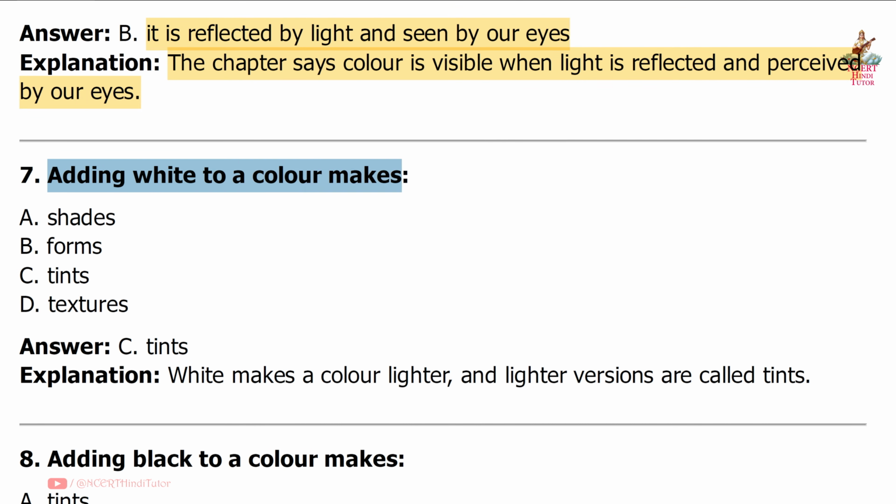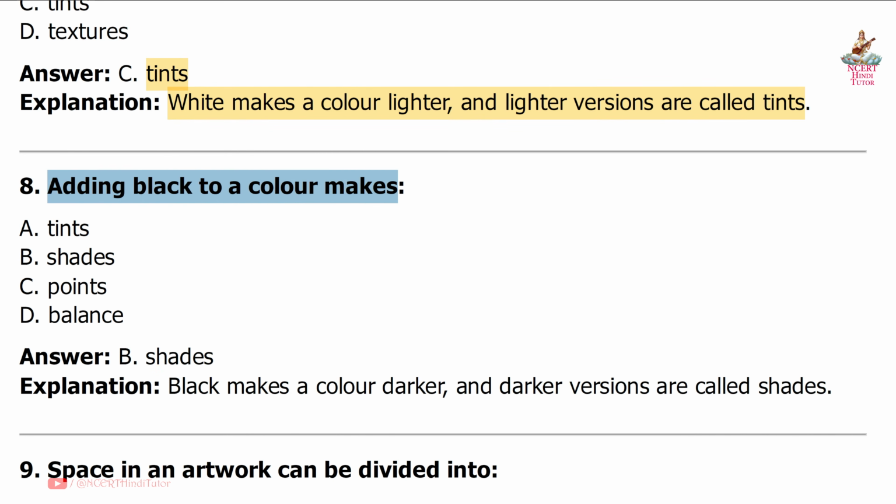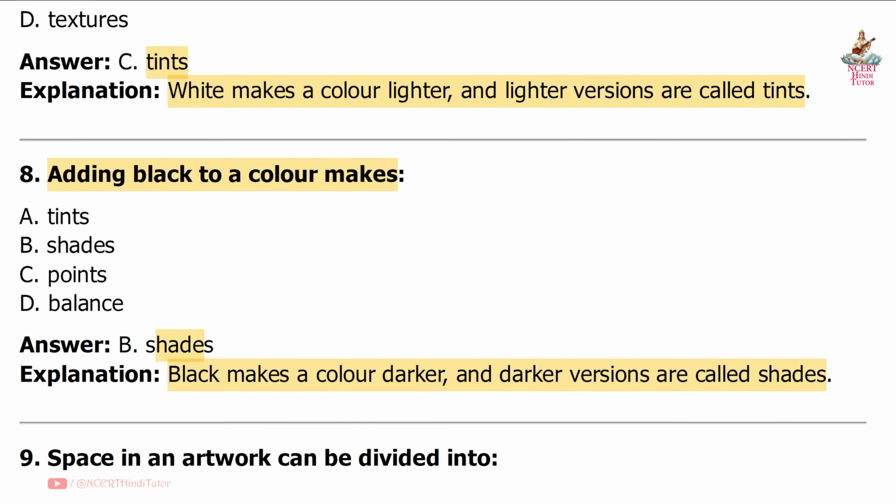7. Adding white to a color makes. Answer C. Tints. Explanation. White makes a color lighter and lighter versions are called tints. 8. Adding black to a color makes. Answer B. Shades. Explanation. Black makes a color darker and darker versions are called shades.